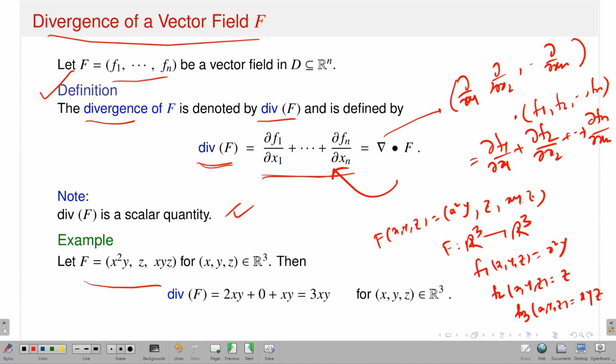If I do that, the first one will give you 2xy. The second one will give you 0, because I am taking the partial derivative with respect to the y variable, but this is a function of z, so this is 0. And what about the partial derivative of f3? f3 means xyz, so the z will not be there, and you have xy. Therefore, you have 2xy plus xy, that means 3xy. So, the divergence of F at the point x, y, z is 3xy. This is the notion of divergence of a vector field. Always remember that the divergence of a vector field is a scalar quantity.